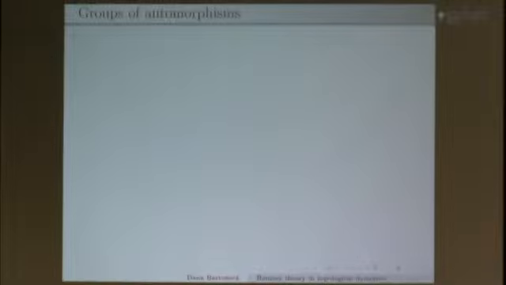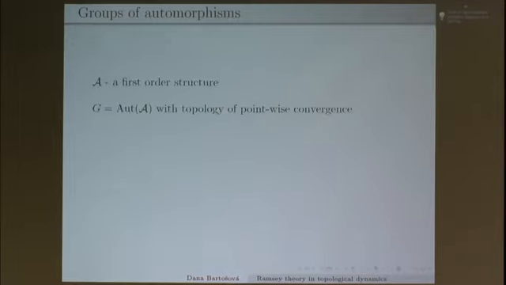Okay, so now we go from these finite approximations to see how groups of automorphisms of these highly homogeneous structures are related to that combinatorics. So we start with a first order structure, and we are looking at the group of automorphisms with the pointwise convergence topology. There is a nice description of a basis of neighborhoods of the identity. We take some finitely generated substructure, and we take the pointwise stabilizer of that substructure, and this is a clopen subgroup.